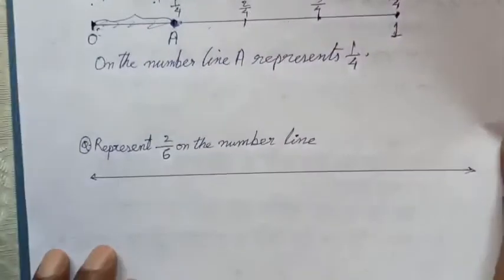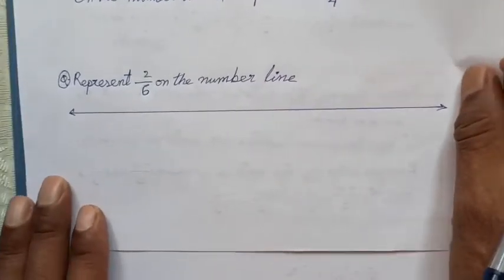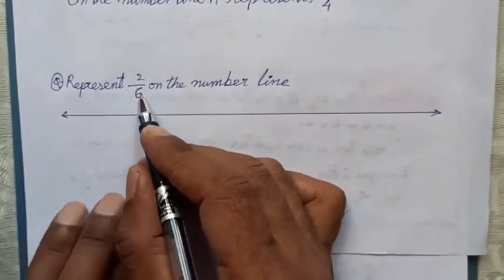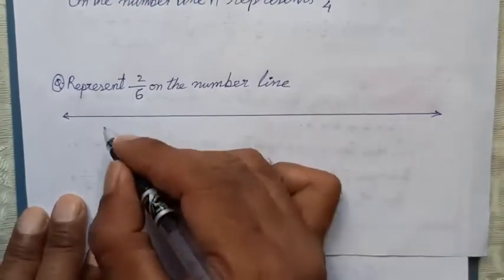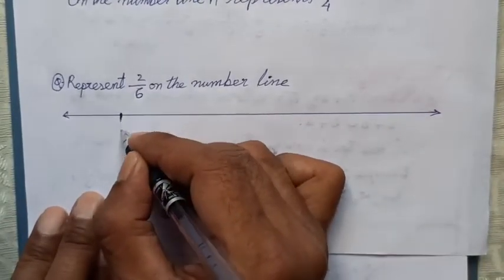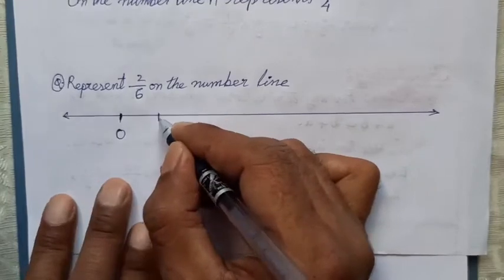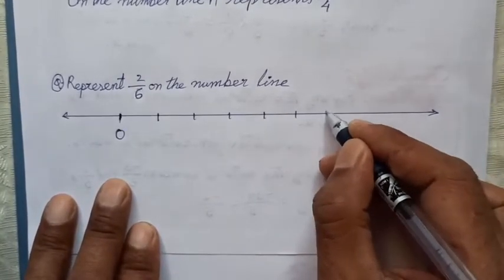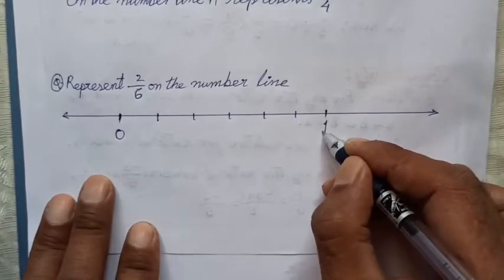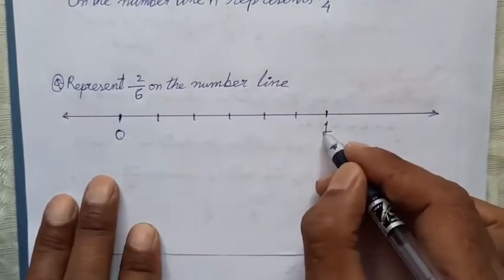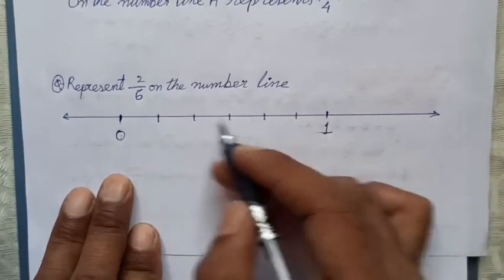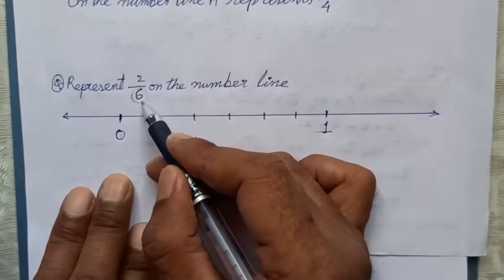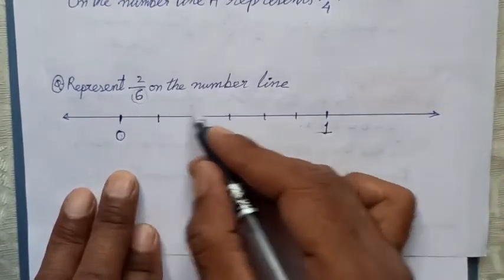And let's see here, represent 2 by 6 on the number line. Here let's suppose that this is 0, 1, 2, 3, 4, 5, 6. Let us suppose that this is the 1. Here is 0, this is 1. I divide 0 to 1 into, since the denominator is 6, I divide 0 to 1 into 6 equal parts.